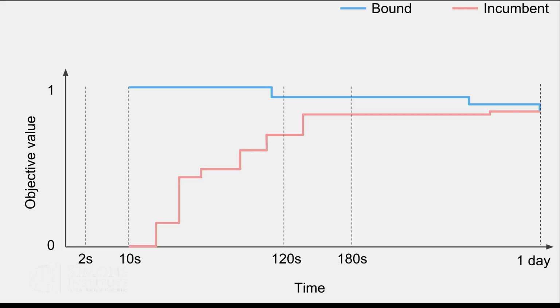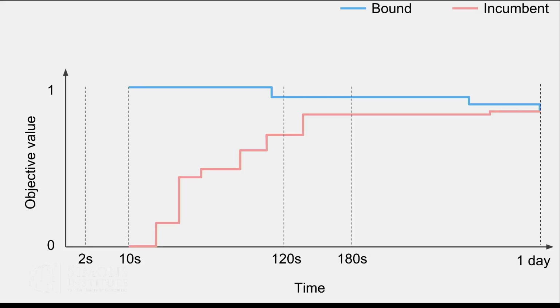So how does a typical progress of solving a model look like? This is taken from real data of a model of about 200,000 variables, 50,000 constraints, about 500,000 non-zeros. So the red line is the so-called incumbent. This is the best solution found so far. The blue line is the bound. So we know that we cannot do any better.